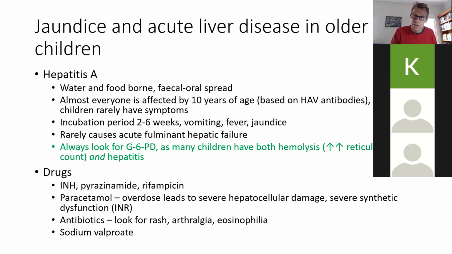And then whenever you get a child who's got jaundice, you need to take a really good history of drug ingestion, because there are many drugs that can cause liver dysfunction. And so I always think if I've got a child with a hepatitic picture, it's either drugs or viral hepatitis. I mean, they're the most common causes. And so think about the different drugs.